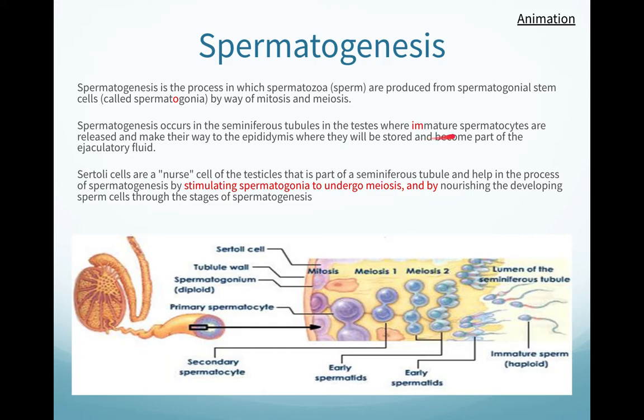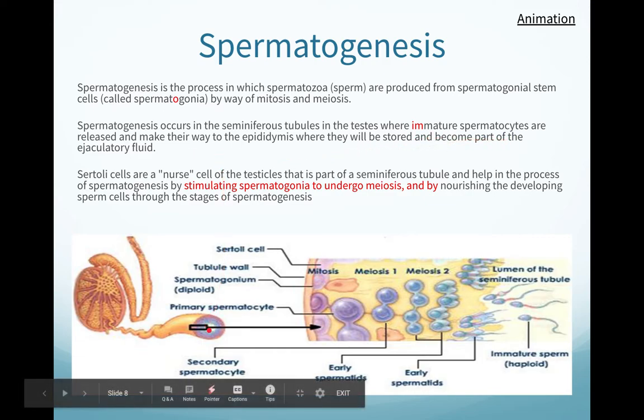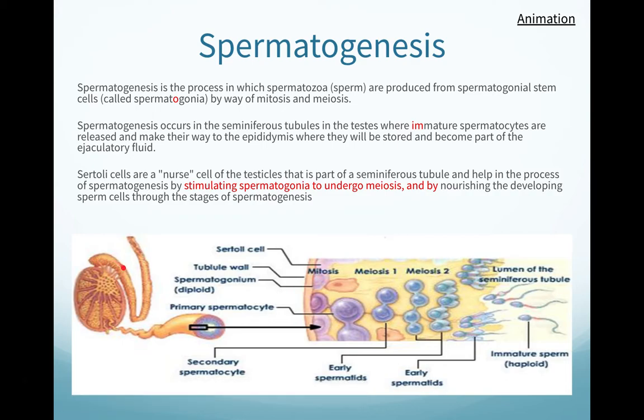Immature spermatocytes are released into the tubules, and they swim their way to the epididymis, where they further mature. The maturity is that they're just not ready to swim the full distance to the fallopian tube. They're going to need to grow and get stronger, basically.